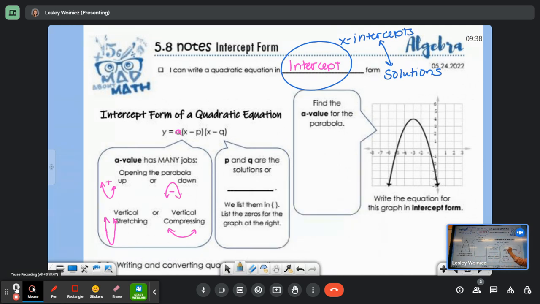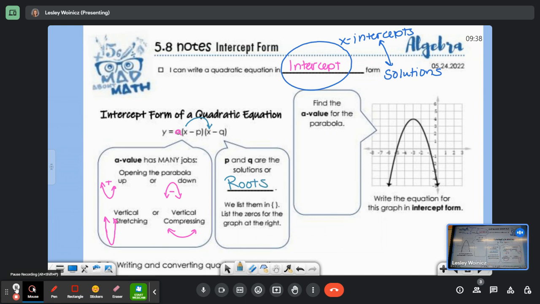You might notice that if you distributed and did x times x, you would get x squared. So this is a quadratic equation. It's just broken apart into factors. This can also be called factored form. Okay. P and Q are going to be solutions or roots. Okay, those two things are synonymous.